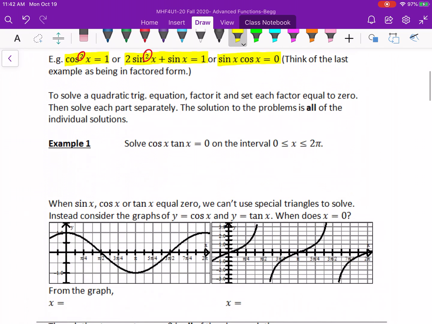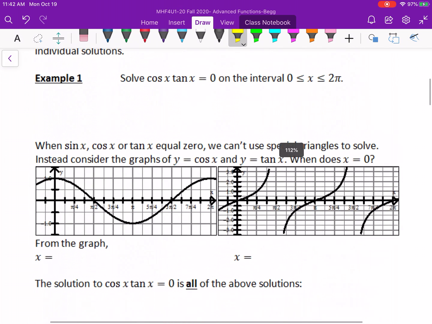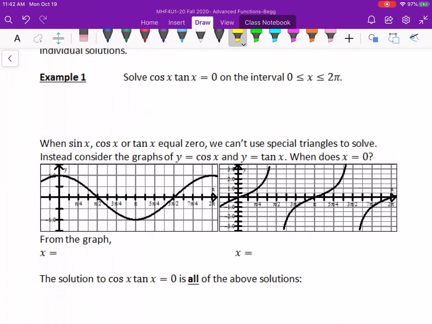To solve a quadratic trig equation, we need to factor it and then set each factor equal to 0, just like we're used to doing with polynomials, and then solve each part separately. The solution to the problem is going to be all the individual solutions. So let's start with an easy one that we can use a graph to help us visualize. If we want to solve cos x tan x, that is quadratic. Cos x would be one factor, tan x would be the other factor. Again, we need to know an interval, in this case 0 to 2 pi, because trig functions being periodic, they would have infinite solutions if we didn't specify a period that we're going to solve it on.